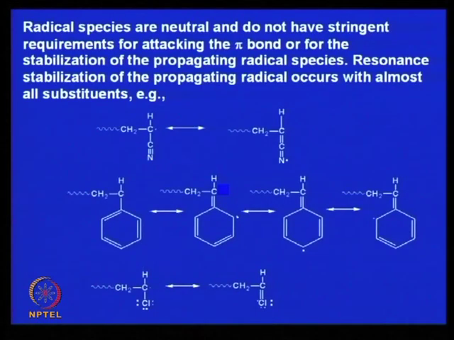Radical species are neutral, you know, and do not have stringent requirements for attacking the pi bond or for the stabilization of the propagating radical species, and resonance stabilization of the propagating radical occurs with almost all substituents. Resonance stabilization means the monomeric radical species which has been formed after initiation should be stable enough for growth of the polymer.